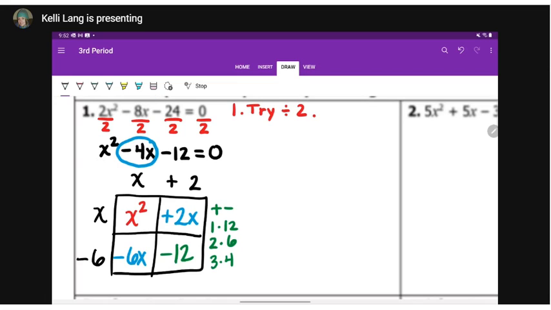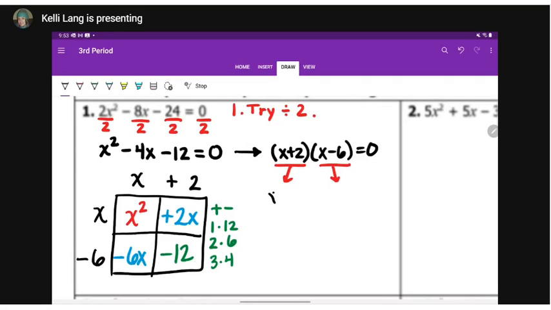Now that we have this factored, we've kind of double checked ourselves, made sure this all adds up right, we now rewrite our equation in factored form. So that would be x plus 2 times x minus 6. And this factored form makes it really easy for us to find our roots. Our roots are going to be the opposite signs, so negative 2 and positive 6. And that concludes example 1.